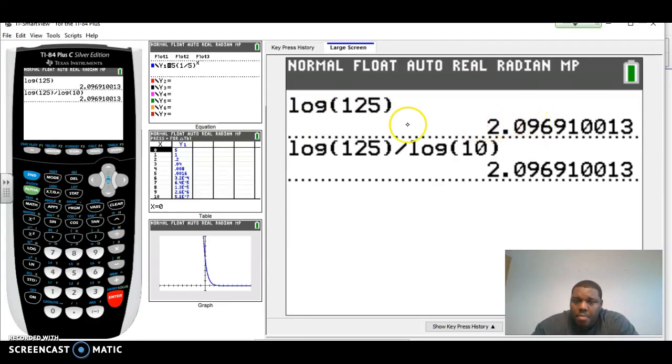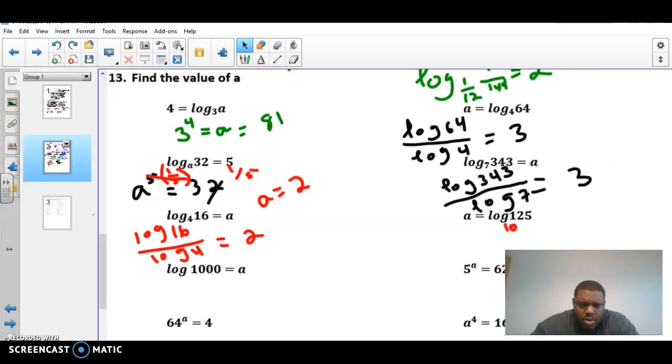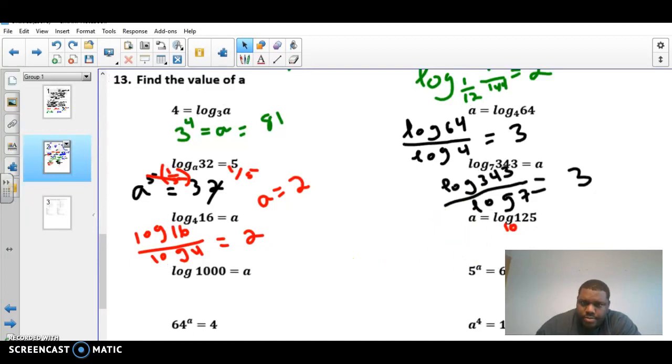Or, since we know that the base is 10, you could do log of 125 divided by log base 10. Whichever one you're comfortable with. If you need to remember to do this because you have your argument and your base, then that's fine. It's going to give you the same exact thing. 2.097, we'll go with that. A equals 2.097.